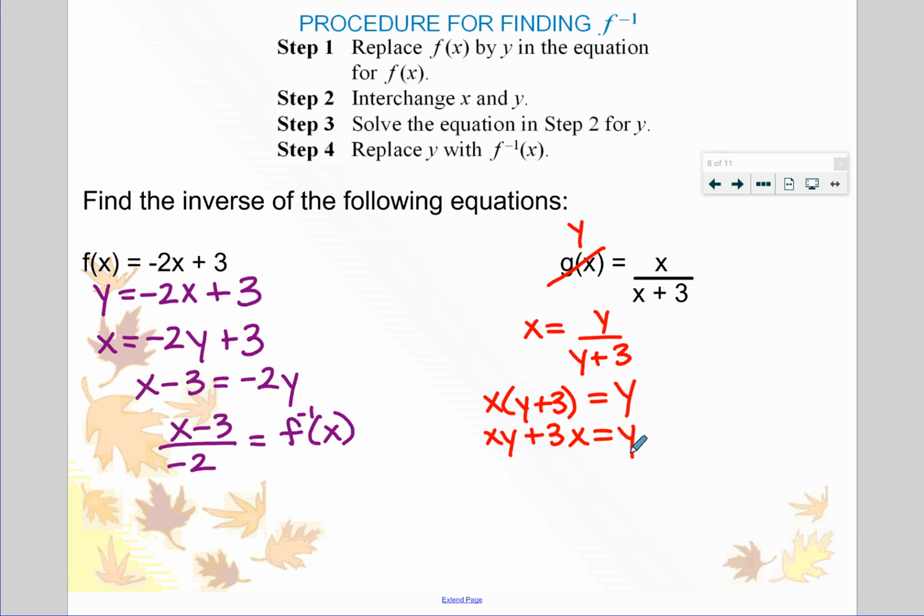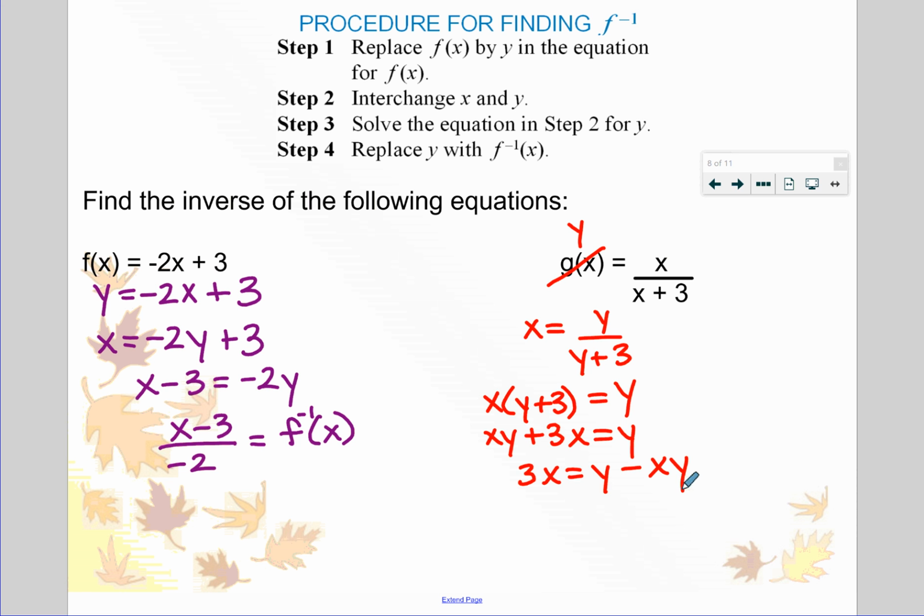I got rid of my parentheses. Now, to get y alone, you want y's on the same side of the equation at least. So I'm going to take that xy and I'm going to move it over to the right. 3x equals y minus xy. How do I turn 2 y's into 1 y? Well, it kind of looks like right now that the y's been distributed through, sort of.